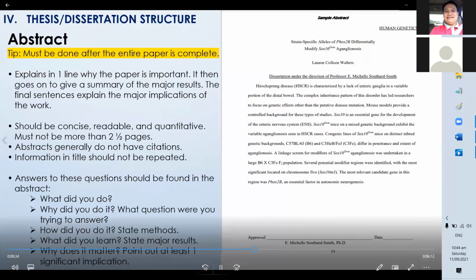The abstract should give answers to the questions below. What did you do? Why did you do it? What question were you trying to answer? How did you do it? State the methods. What did you learn? State the major results. And why does it matter? Point out at least one significant implication. The tip is, the abstract page must be done after the entire paper is complete.